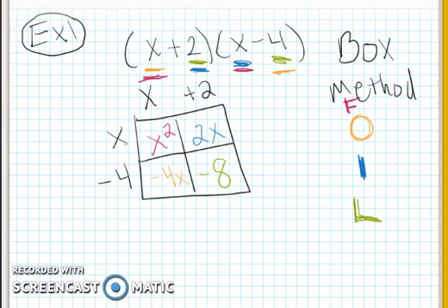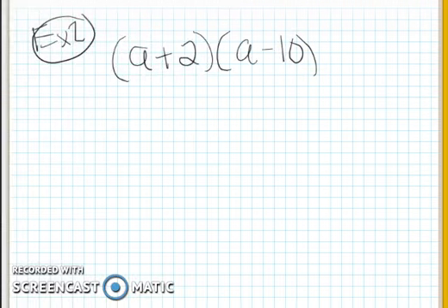So I'm going to do box method. So here we go. Box method. These are A's, by the way. Mr. Smith's writing is always so wonderful and beautiful. But these are A's, so we're going to go ahead and set up our box.